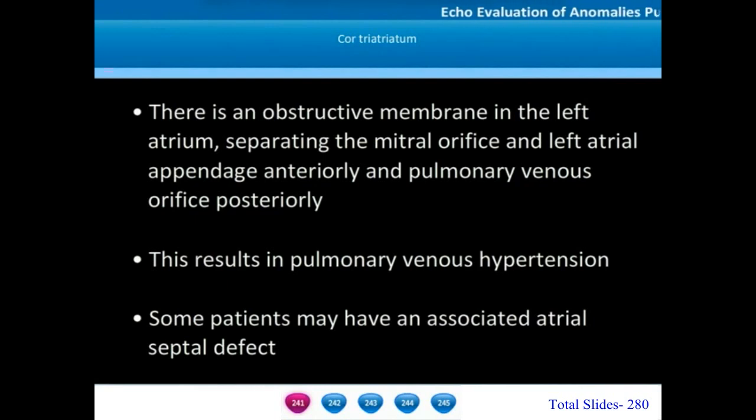We move on to the second group of pulmonary venous abnormalities, namely the cor triatriatum. Cor triatriatum sinister, or in other words called divided left atrium, is caused by an obstructive membrane within the left atrium, separating the mitral orifice and the left atrial appendage anteriorly and the pulmonary venous orifices posteriorly. If this membrane is significantly obstructive, this produces pulmonary venous hypertension. Some of these patients may have an associated atrial septal defect, and some of these patients may have an associated anomalous pulmonary venous drainage as well.